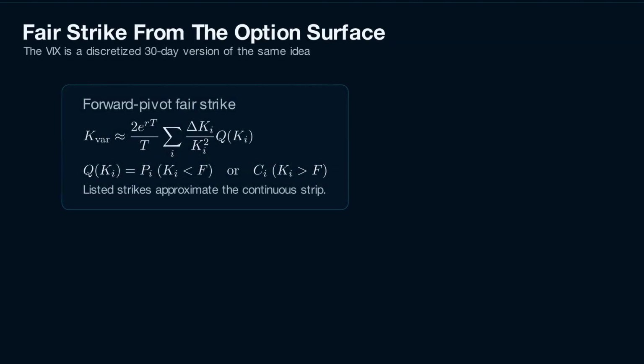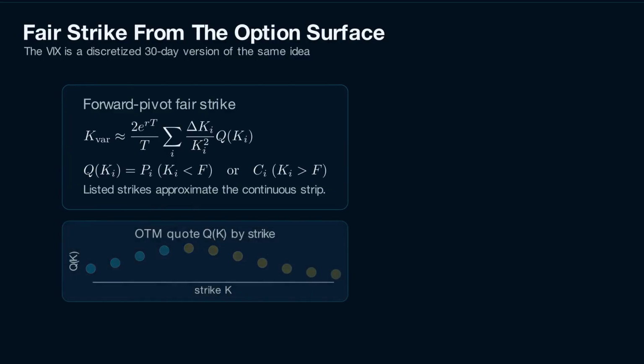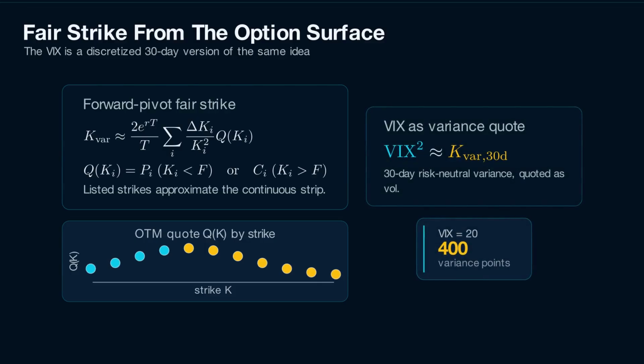Using this replication, and assuming continuous paths, no frictions, a continuum of European strikes, and a pivot at the forward, the fair variance swap strike is the variance level at which both parties break even. This connection is precise, but not literally 1-to-1.